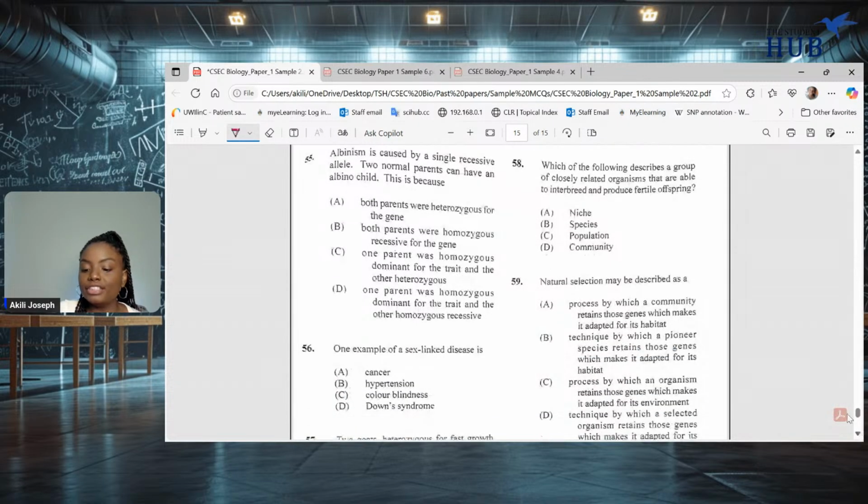55. Albinism is caused by a single recessive allele. 2 normal parents can have an albino child. This is because, is it that both parents were heterozygous for the gene, that both parents were homozygous recessive for the gene, that one parent was homozygous dominant for the trait and the other heterozygous, or that one parent was homozygous dominant for the trait and the other homozygous recessive?